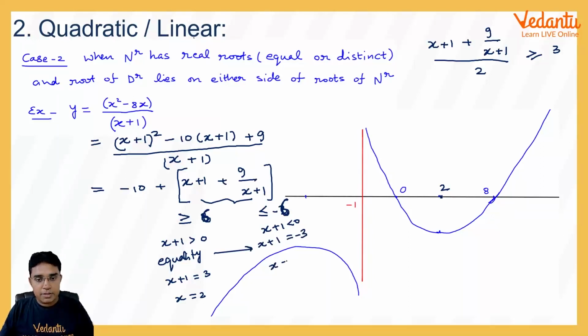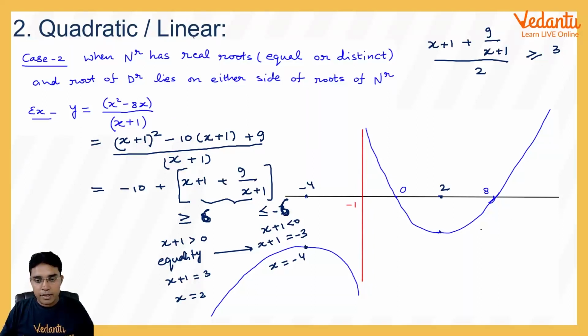That means x is equal to minus 4. So this point of maxima here will be when x is equal to minus 4. Now you can find the range easily. I will just leave this for you: minus infinity to whatever value corresponds to minus 4, and then whatever value corresponds to this 2 to infinity.